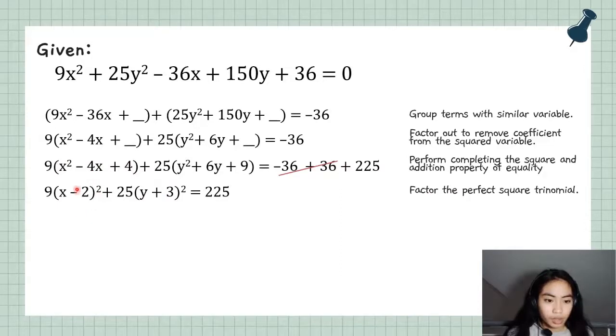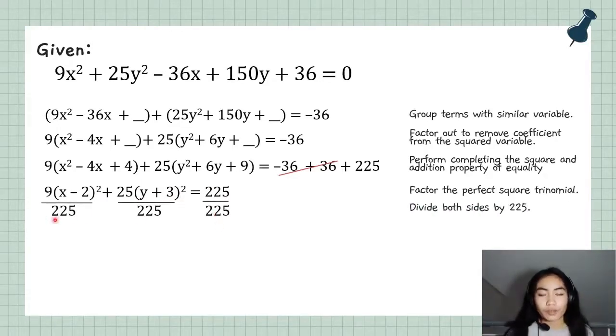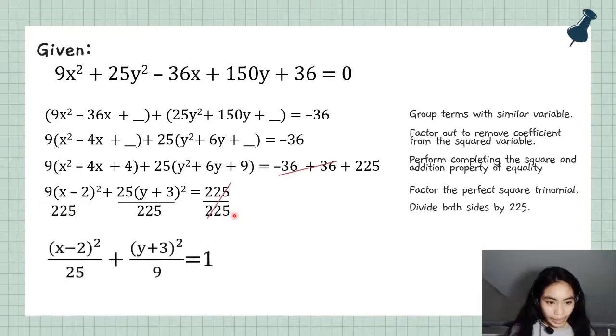We factor this out. So to factor that, we just get the x, and then we divide the negative 4 right here by 2, or the middle term coefficient by 2. So that will be x minus 2 quantity squared, and here we have y plus 3 quantity squared. And we need to divide both sides by 225 so that it will be equal to 1. And we have it right here. 225 divided by 9 is 25, and 225 divided by 25 is equal to 9. And then equals 1.